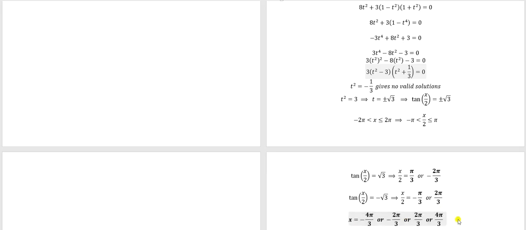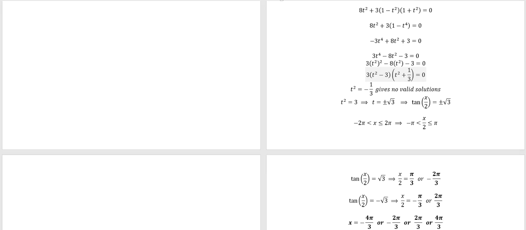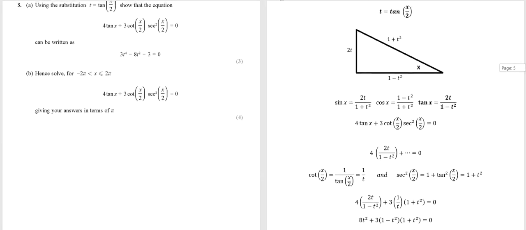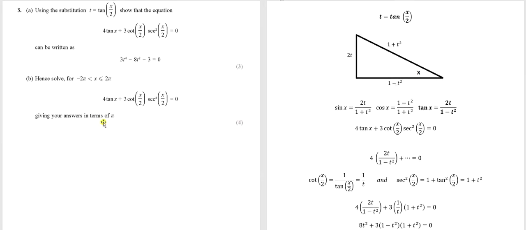And the final step I want to do here is to go back, check the question, make sure we've answered what we were asked. It said give your answers in terms of pi. Encouragingly, we got nice exact values from the calculator. So we've got our values, minus 4 pi by 3, minus 2 pi by 3, etc. They're all in terms of pi. They are within the range. So the largest one is just a bit bigger than pi. The lowest is a bit lower than minus pi.